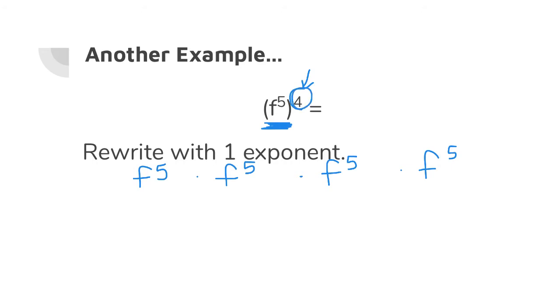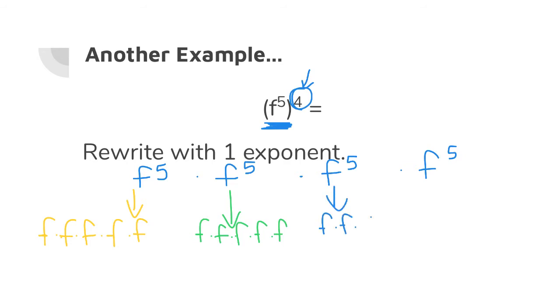Now I can break that down further. I know that f to the 5th is 1, 2, 3, 4, 5 f's. I know this f to the 5th is 1, 2, 3, 4, 5 f's. I know this one is 1, 2, 3, 4, 5. And I know this one is 1, 2, 3, 4, 5.